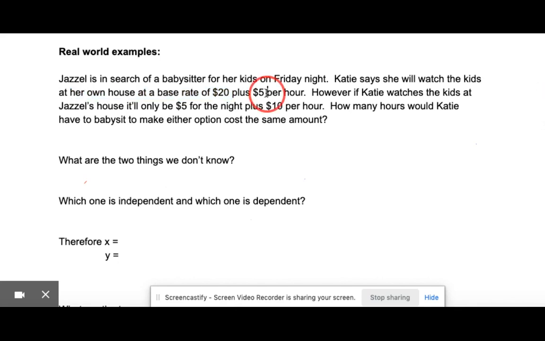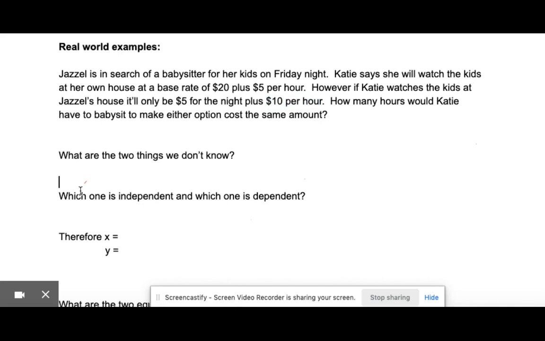However, it's also going to be $5 per hour after that. However, Katie goes, but if I go to your house instead, it'll only be $5 for the night, however, $10 per hour because I have to go to your house. And so the question wants to know, how many hours would Katie have to babysit to make either option cost the exact same? So in order to do this, we have to start with the equations.